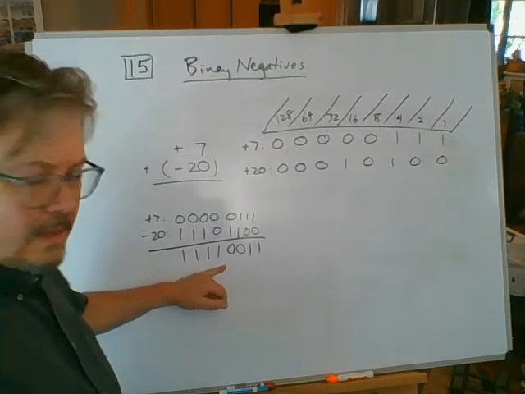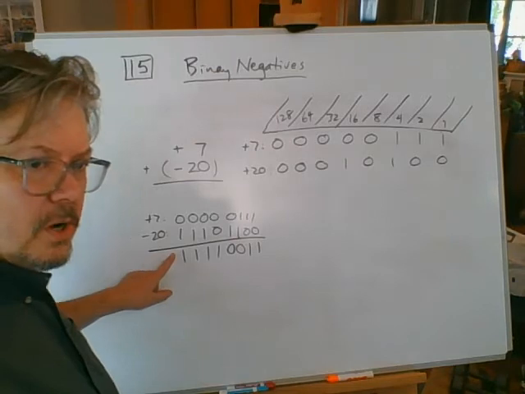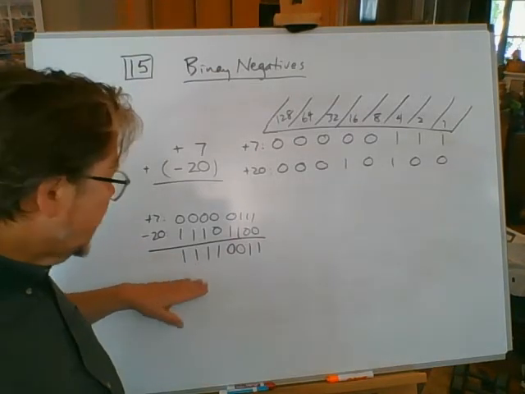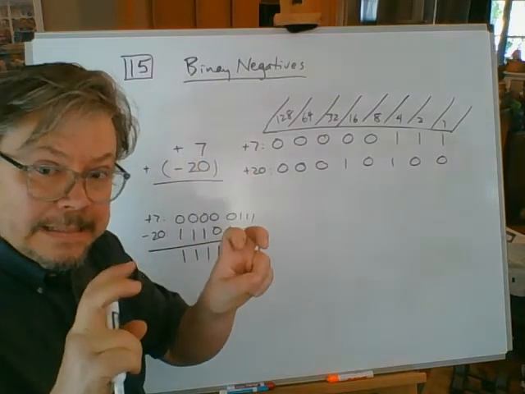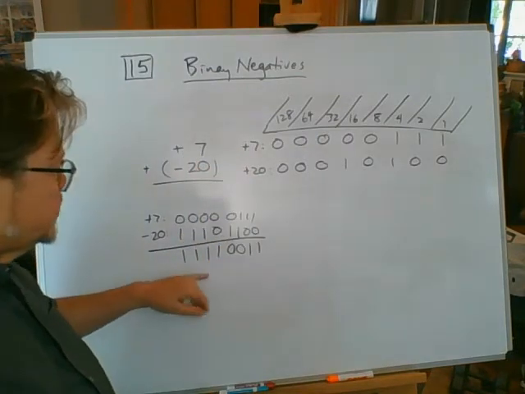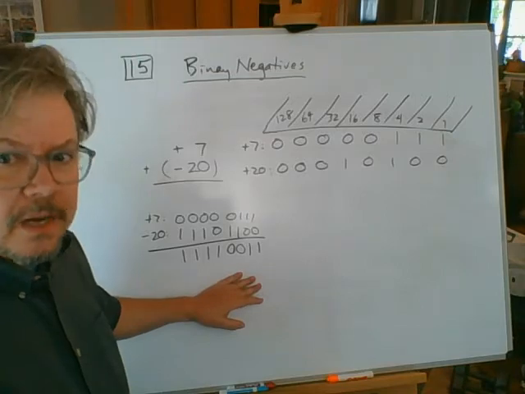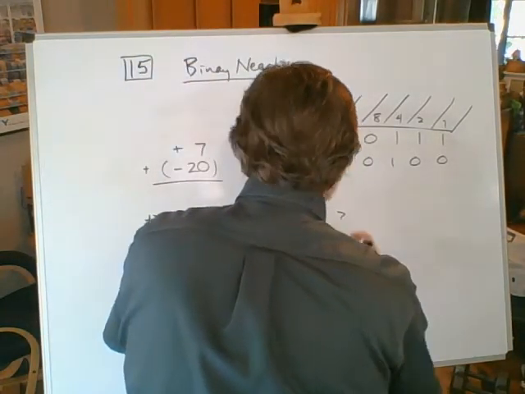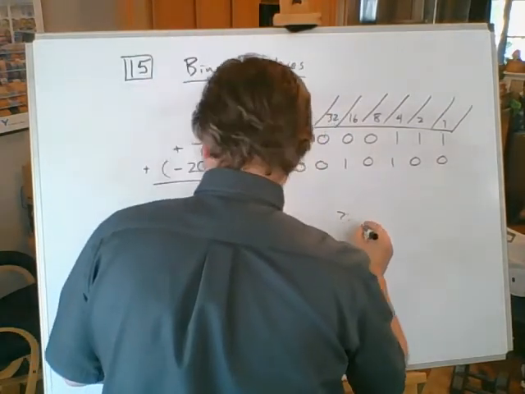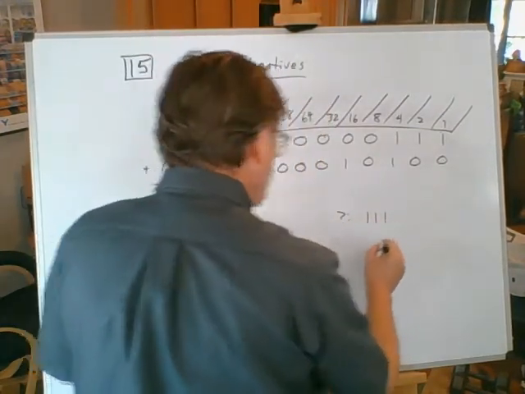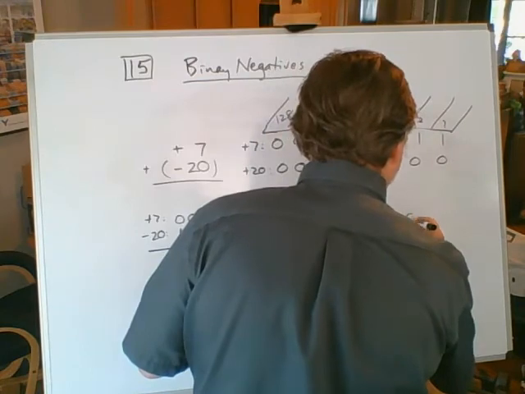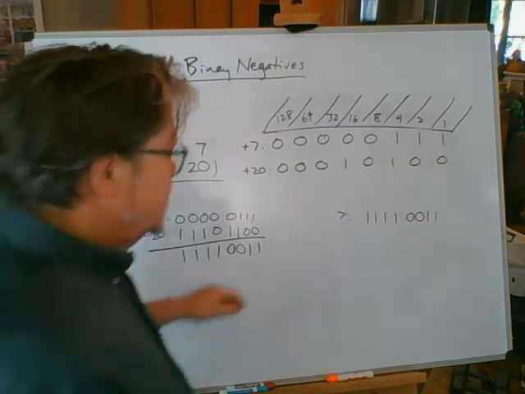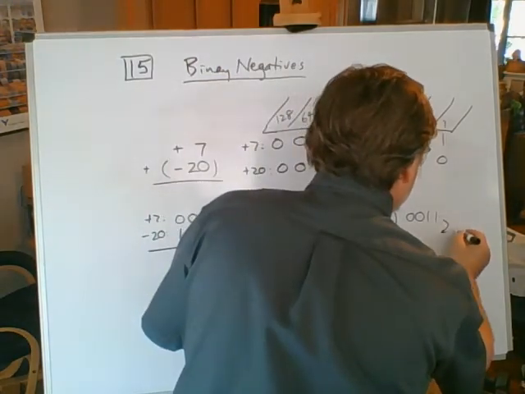Let me say that again. We know this is a negative number because it starts with 1, and we know we're using the 2's complement number system. To find out what this really is, we've got to flip the bits and add 1 to find out what its positive additive inverse is. So I'm going to say, question mark, what are you? 1, 1, 1, 1, 0, 0, 1, 1. They know who they are, but we don't know who they are. So we've got to find the additive inverse. Step 1 is the flip.